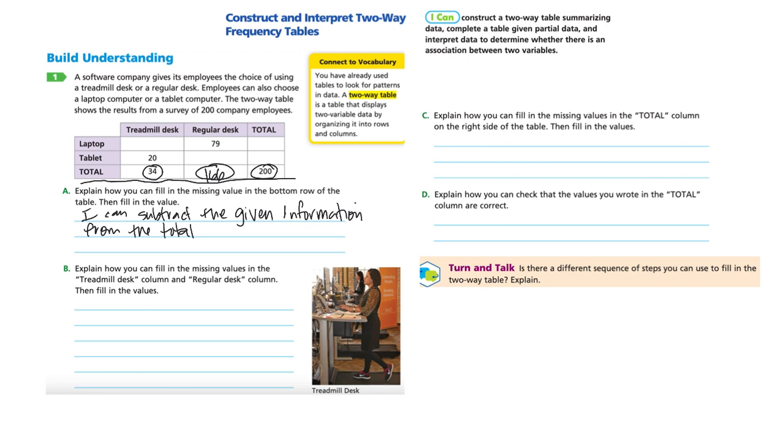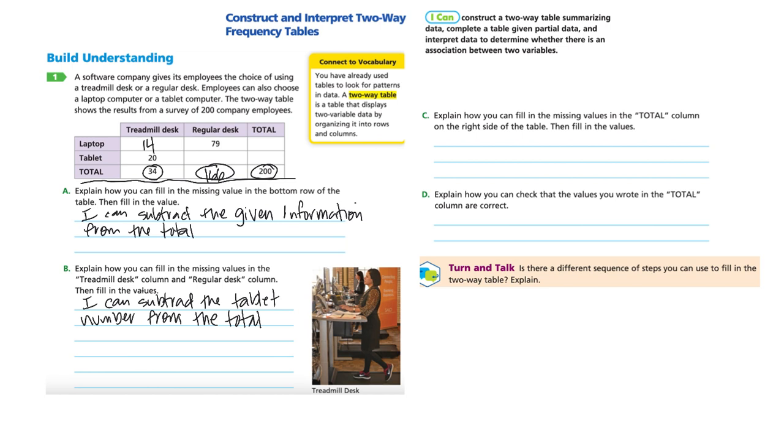So let's look at B. Explain how you can fill in the missing values in the treadmill desk column. So again, I'm going to subtract what is there for the tablet from the total of 34. So I would again say I can subtract the tablet number from the total. So you have 34 minus 20, that's 14.